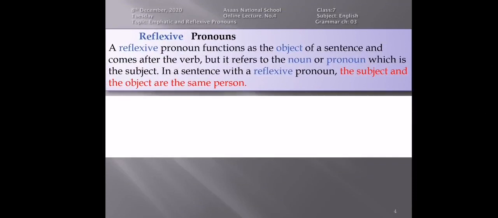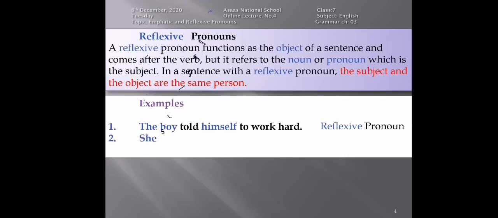Reflexive pronouns. A reflexive pronoun functions as the object of a sentence and comes after the verb, but it refers to the noun or pronoun which is the subject. In a sentence with a reflexive pronoun, the subject and the object are the same person. Remember students, the subject and the object are the same person when it is used as a reflexive pronoun. See the first example. The boy told himself to work hard. The boy is subject and himself is object because the action told is done on himself. Therefore, it is the reflexive pronoun.